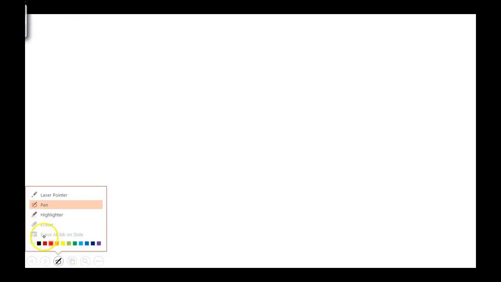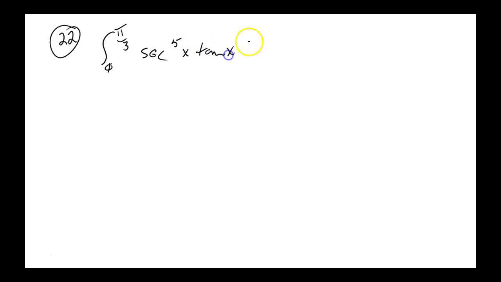All right. This is the math team meeting, and we're starting with a question from the competition, question 22. Waiting for it to pull. It says evaluate the definite integral from 0 to pi thirds of secant to the fifth x, tangent x dx.